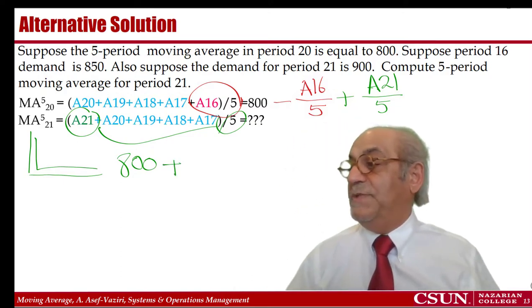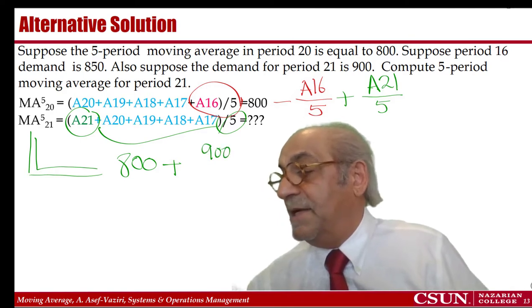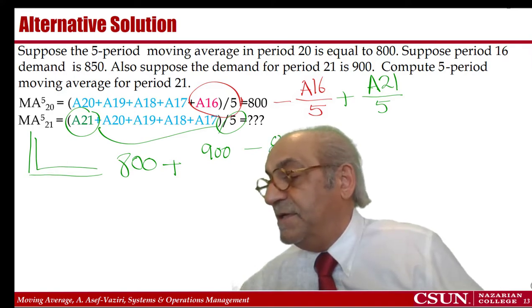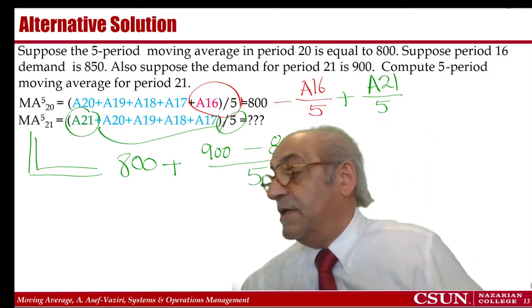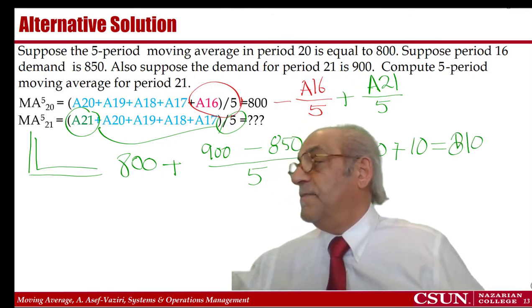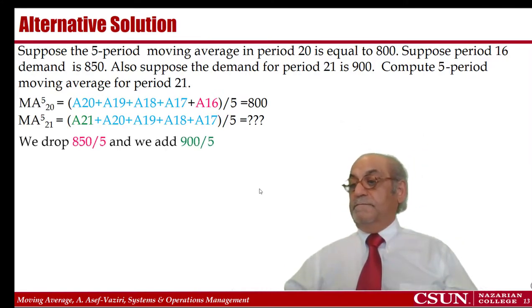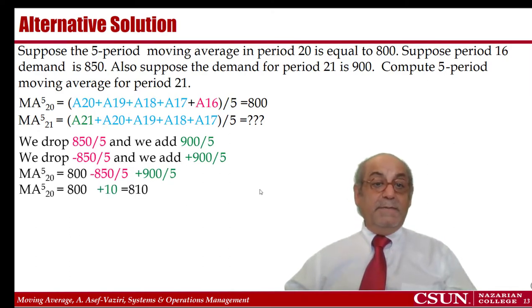The 5-period moving average in period 21 is 800 plus A21, which was 900, minus A16, which is 850, divided by the number of periods, which is 5, equal to 800 plus 10, which is equal to 810. Right?